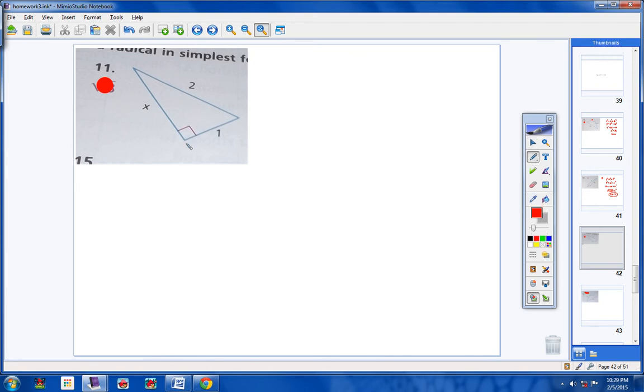We have a right triangle. We know 2 sides. We're missing a third side, so we can use the Pythagorean theorem to solve for the third side. One of my legs is x. My other leg is 1. And my hypotenuse is 2. If you square the 1, you get 1. If you square the 2, you get 4. Bring the 1 over and make it a negative 1. So we're left with x squared equals 3.